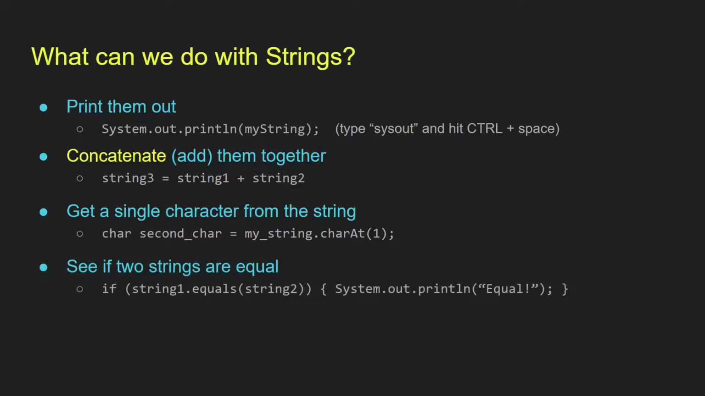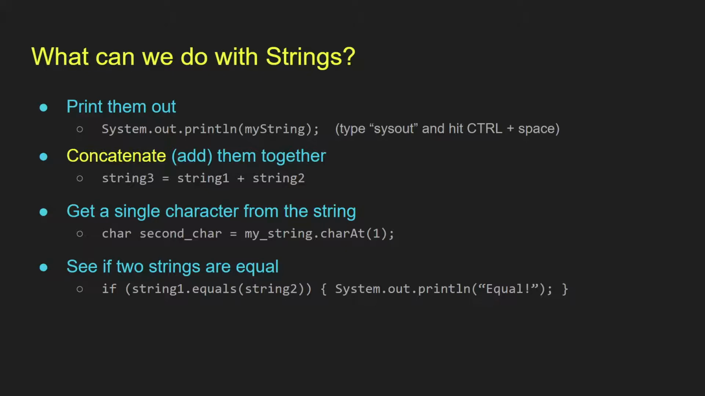Another thing that you can do with strings is you can see if two strings are equal. So in this example, we have string1.equals(string2). You can also just do string1.equals and then, in quotes, a direct string like that. But the reason that we can't use the double equals operator for strings like this is because strings are classes, and the double equals operator operates a little bit differently for classes than it does for primitive types.